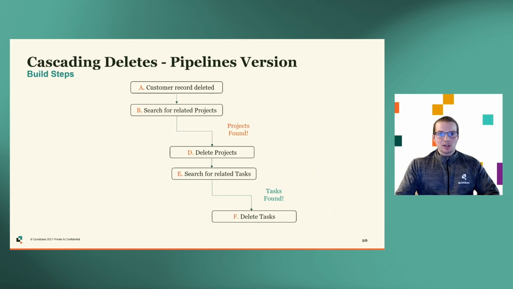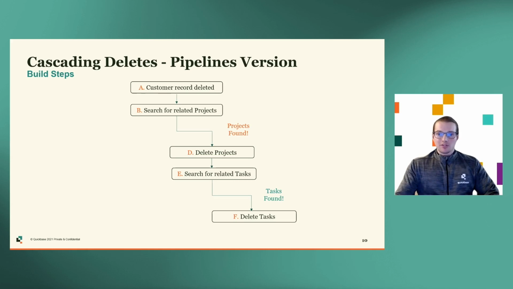And if we take a look at how we want to build this out in pipelines, here is a diagram showing how to do that. At the top of the screen, you can see we have our customer record. That's step A, and that's also going to be our trigger in this example. So when our customer record is deleted, we're going to query our projects table. We're going to search that table in step B, and try to find all the projects that are related to that specific customer that was deleted.